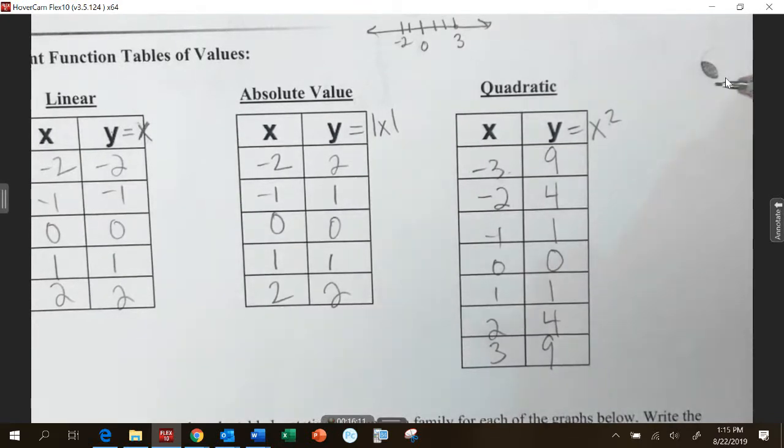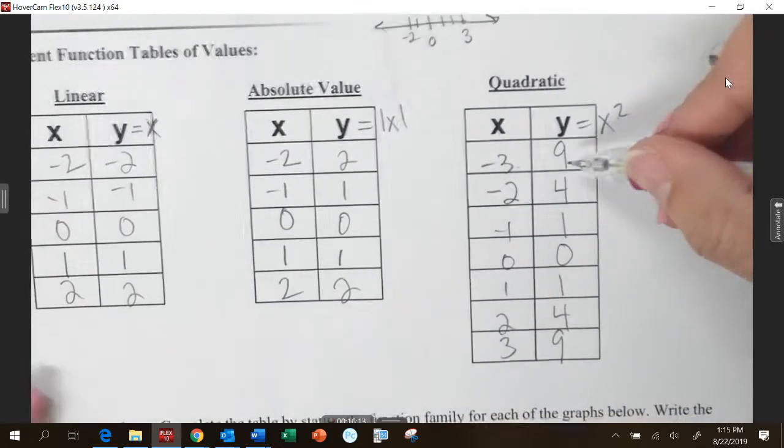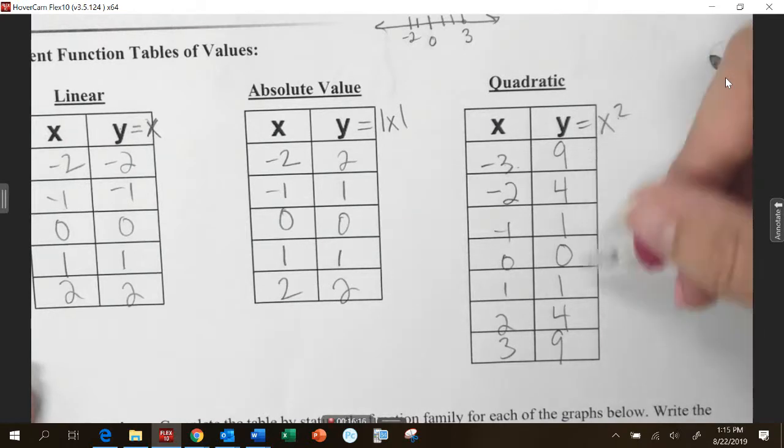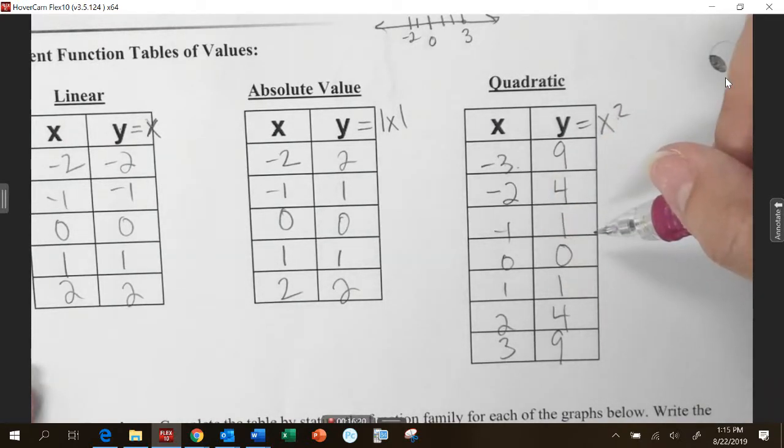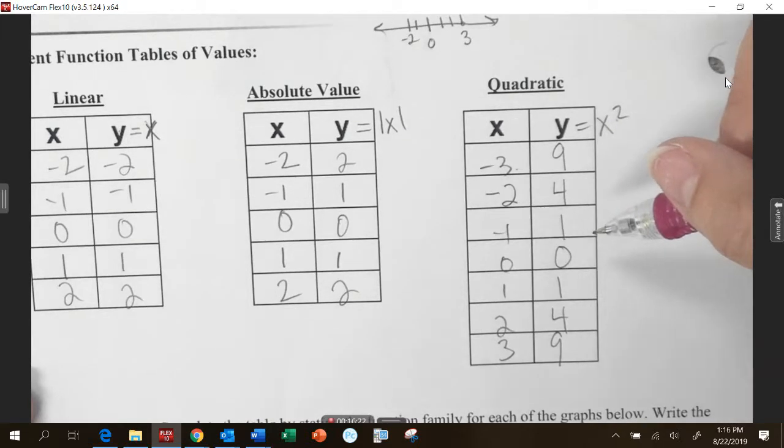So in the past, I know I've had students who freak out because they didn't memorize these. You don't have to memorize them. You can just find them every time. But I have them memorized because it saves me time.